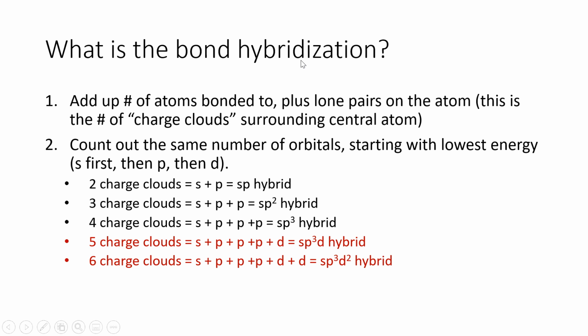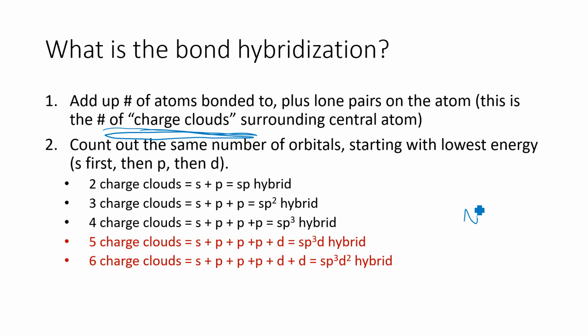So remember orbital hybridization, we were talking about the idea that when atoms bond, they often will bond using what we call hybrid orbitals. And the way that you figure out what the orbital hybridization is going to be, your first step is really similar to how you would figure out what the molecular shape would be. You first want to start out by looking at how many charge clouds are around the central atom.